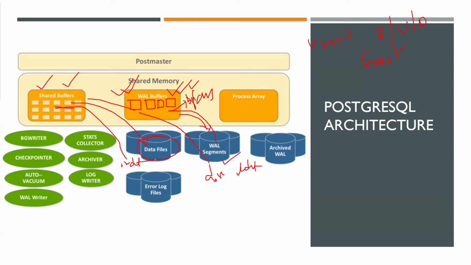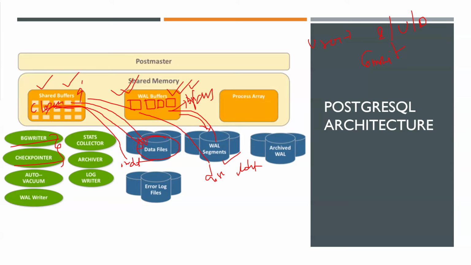Now, next thing, you will get one doubt: who is moving all this? There are n number of background processes: background writer, stats collector, checkpointer, archiver, auto vacuum, log writer, and WAL writer. There are two processes here, one is the background writer and one is the checkpointer. These are the two processes that take care of moving data from the shared buffers to the data files and making the page a clean page.